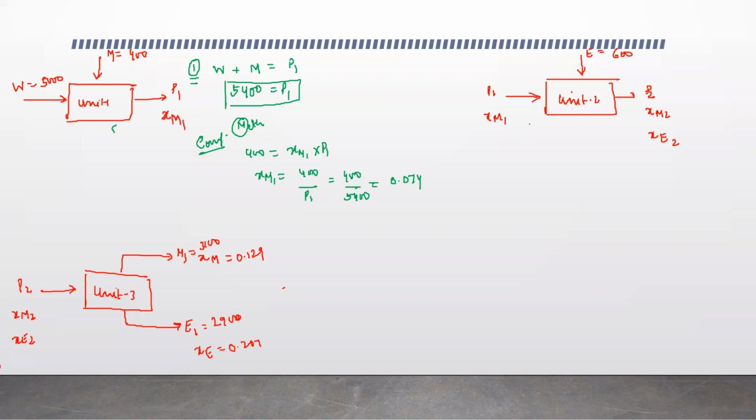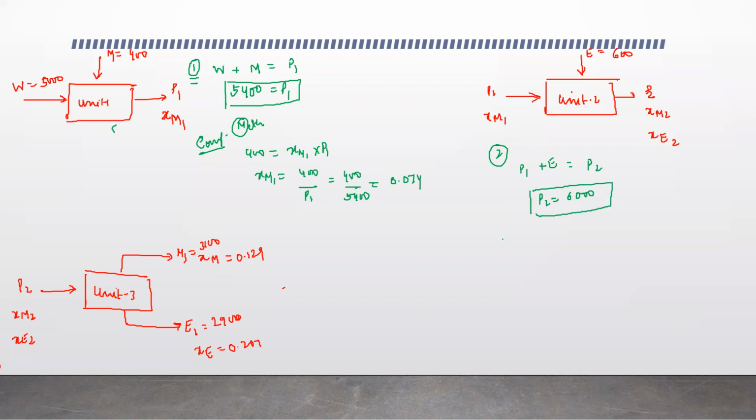Then from the second block diagram, I'm going to make the overall material balance equation. P1 and E are both incoming, and P2 is going out. So it's going to be 5400 plus E, which is 600. Therefore, P2 is 5400 plus 600, which is 6000.